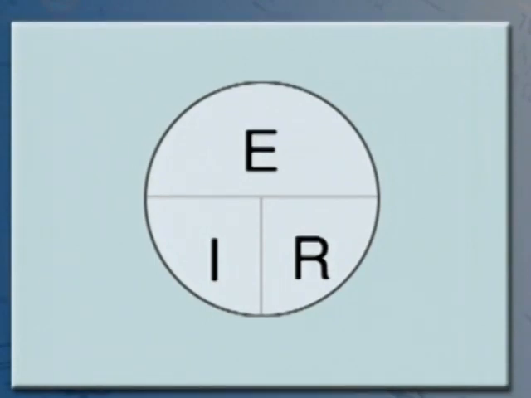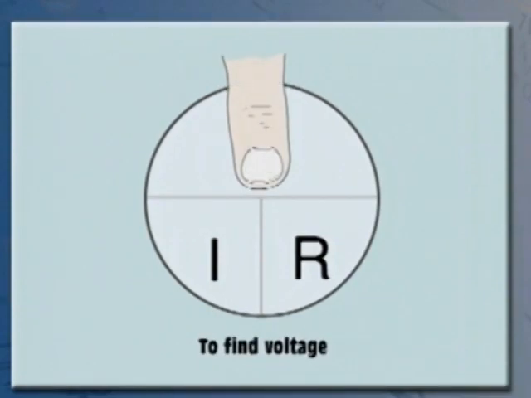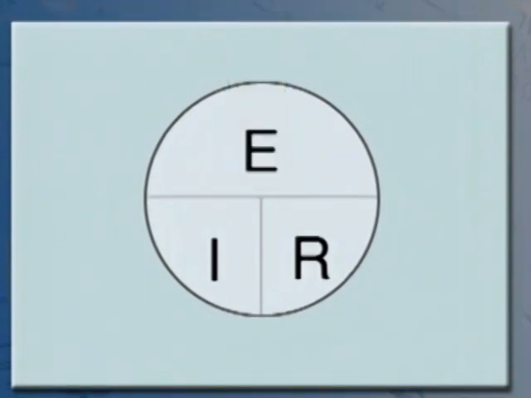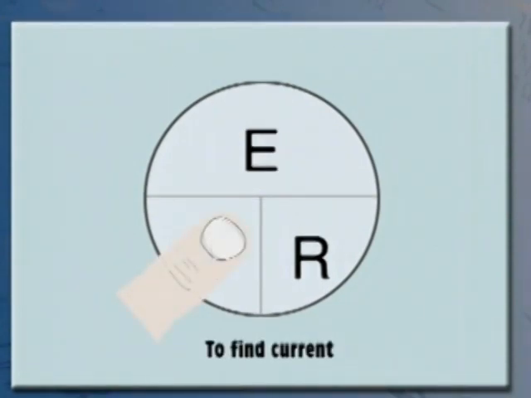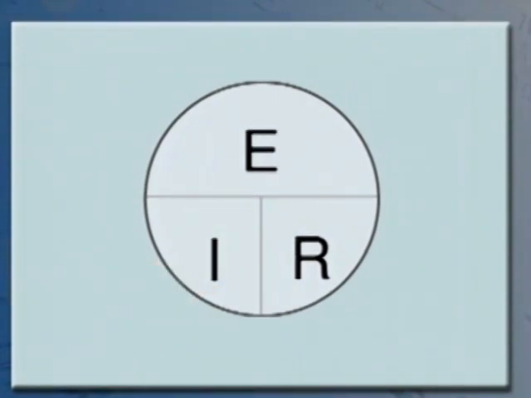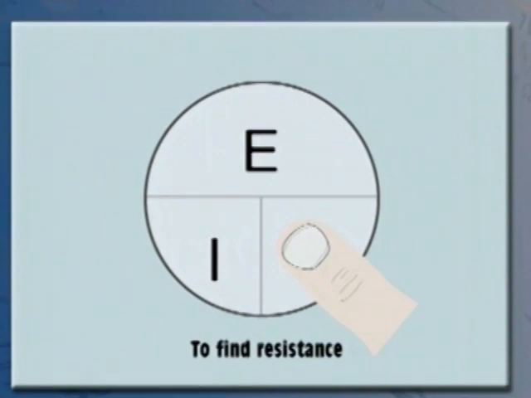If you're trying to find the voltage and you know the current and resistance, place your finger or thumb over the letter that represents voltage, in this case E. The chart indicates that you should multiply I by R. If you are trying to find the current, place your finger or thumb over the letter I. The chart indicates that you should divide E by R. If you are trying to find the resistance, place your finger or thumb over the R. The chart reminds you to divide E by I.